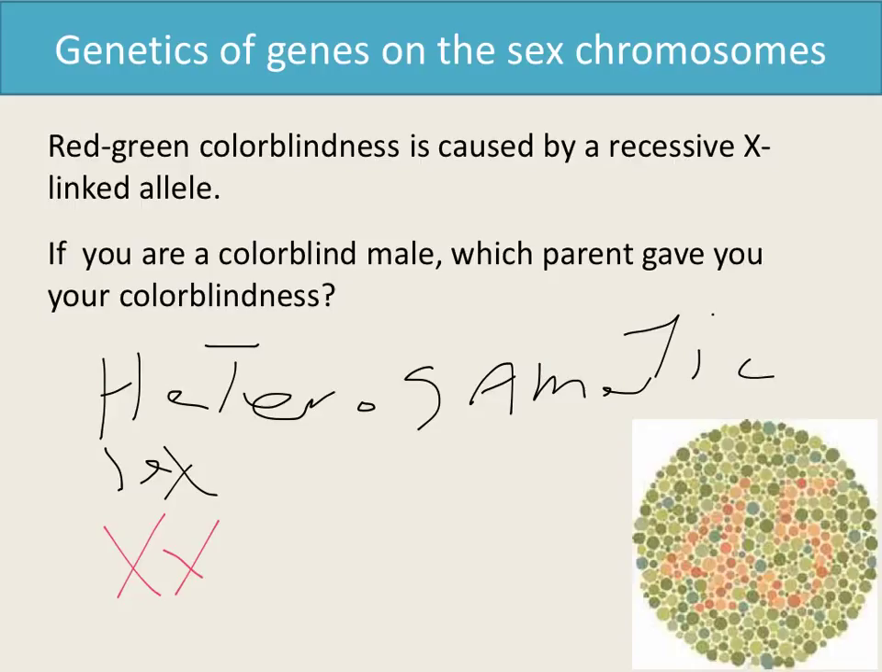Males. Well, if a male can still breed, they can be a carrier. But anyway, if you're a colorblind male, in other words, you have an XM and a Y, which parent gave you your color blindness? Well, the Y came from who? Dad. You can only get the Y from Dad. So the X must have come from Mom.